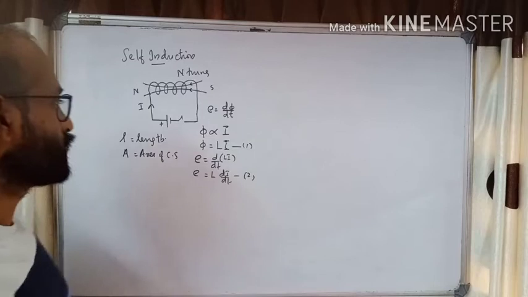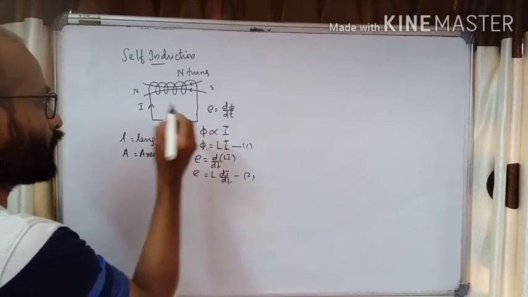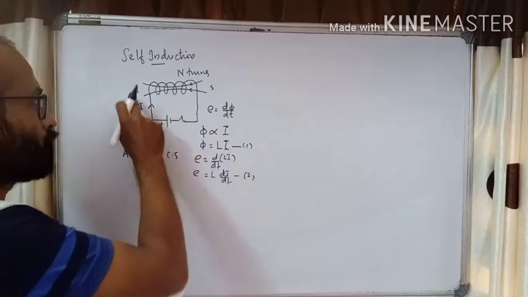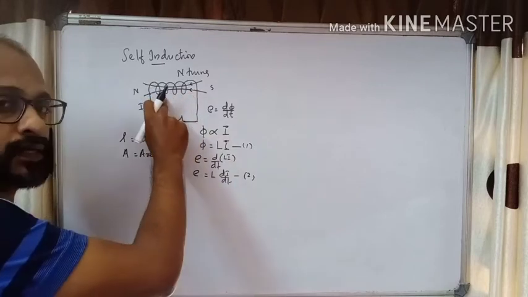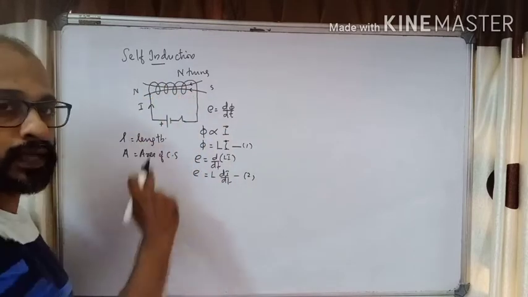Self-induction means, say initially current was carried by the solenoid. When the switch was closed, current was flowing. There was magnetic flux linked to each turn of the solenoid. There are N turns.